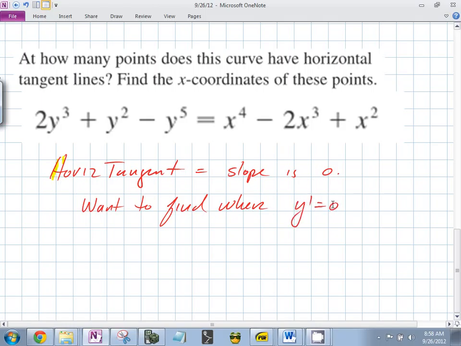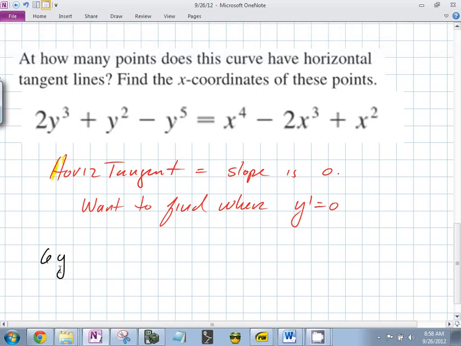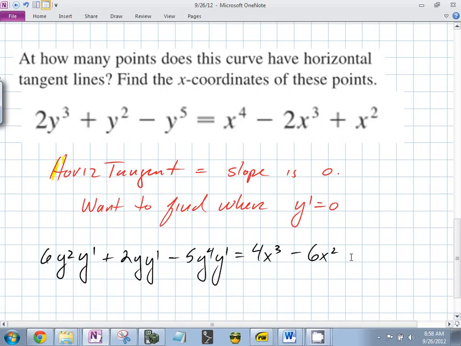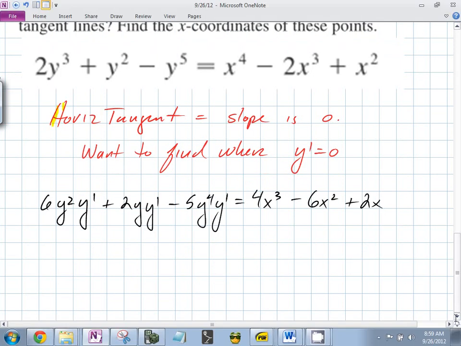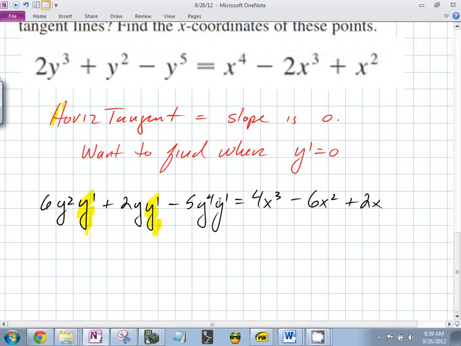So to find where y prime is equal to 0, what do we need to find first? Y prime. 6y squared y prime plus 2y prime minus 5y to the fourth y prime is equal to 4x cubed minus 6x squared plus 2x. What do we factor out of all the terms on the left? Yep. So we use chain rule when y is to a certain power, but when it's just y, we use the product rule. No.